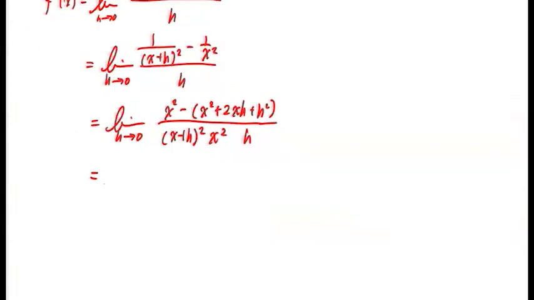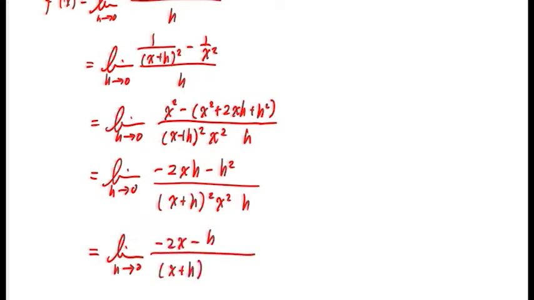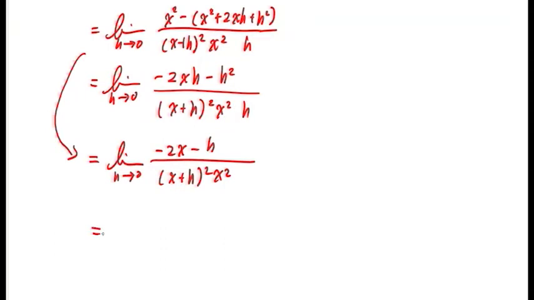Then x cubed squared cancels. I'm going to not skip the line and write this down, but you may skip this line. Right? And then h factors and cancels. So negative 2x minus h over (x plus h) squared times x squared. You may skip this line and go directly there. Good. Now we take the limit and h dies.